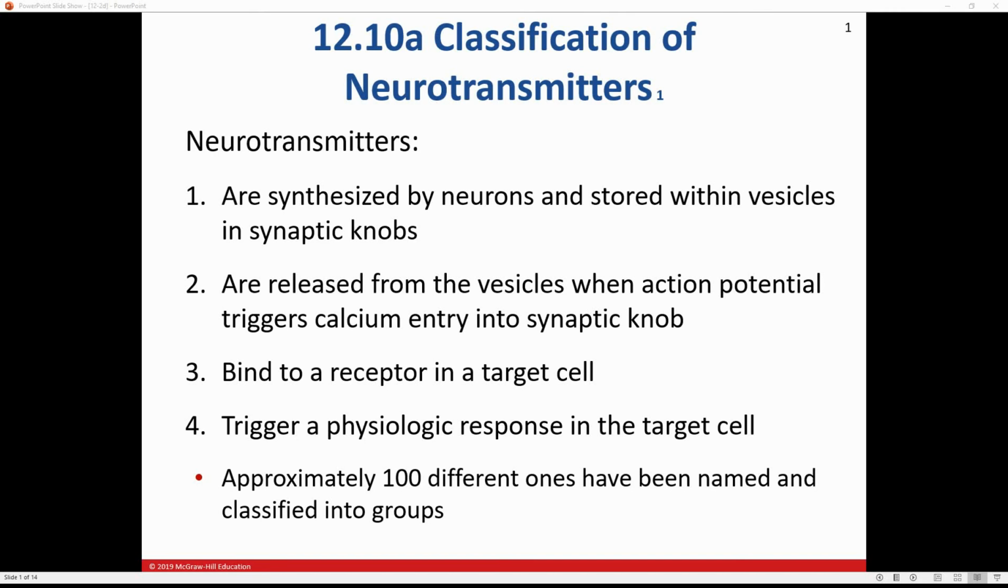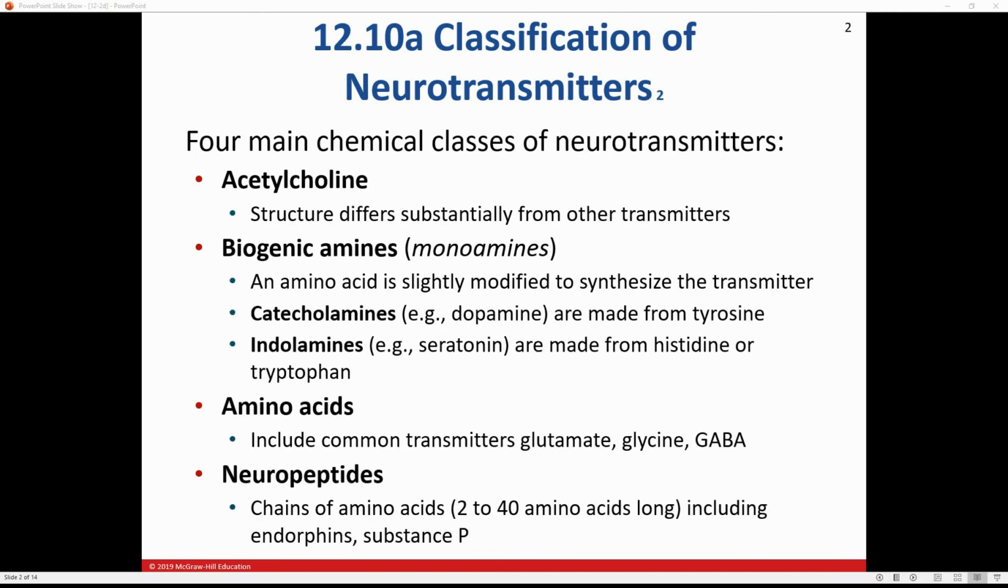We've classified up to about 100 different neurotransmitters. Acetylcholine, of course, is everybody's favorite neurotransmitter. It differs substantially from other neurotransmitters. Biogenic amines, such as the catecholamines like dopamine, are important. The indolamines like serotonin are also important. We have amino acids like glutamate and glycine and GABA that can be used as neurotransmitters. We have neuropeptides, which are just short chains of amino acids that can also be used as neurotransmitters, including endorphins, which make you feel really good, and substance P, which is what causes pain.